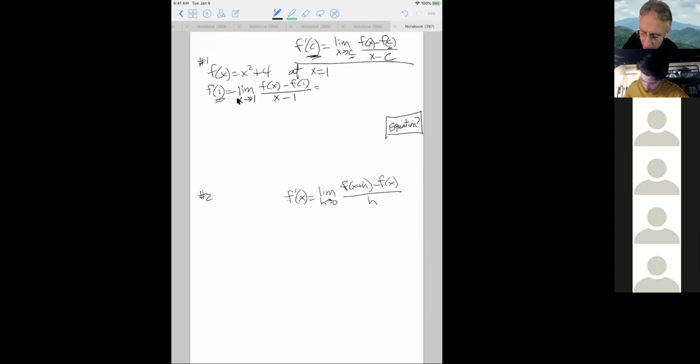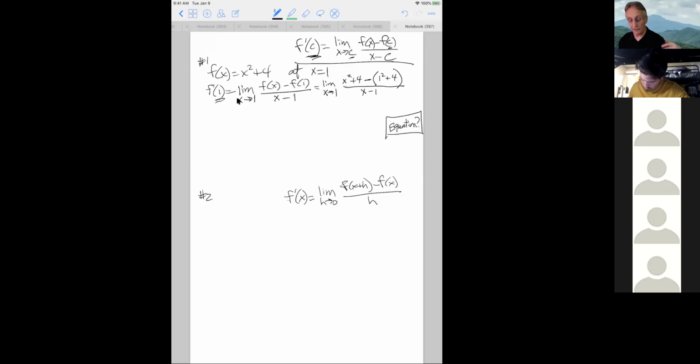So this is equal to the limit as x goes to 1 again of f of x, which is x squared plus 4. You can put that in parentheses if you want to, but they're both positive, so it doesn't matter. Then you've got minus f of 1. Well, what's f of 1? You could do that off to the side if you want to, and then plug the number in. Let's go ahead and plug it in right here. f of 1 is equal to, I plug 1 into the function, that is 1 squared plus 4. All right? And that is over x minus 1.